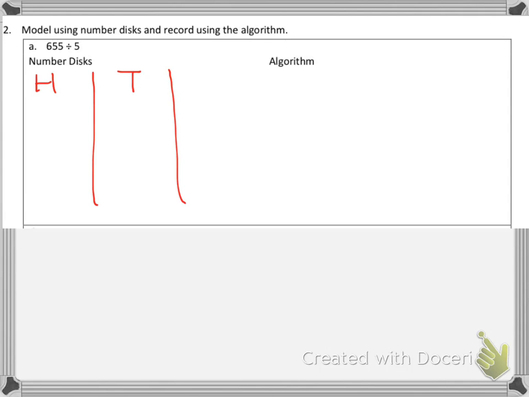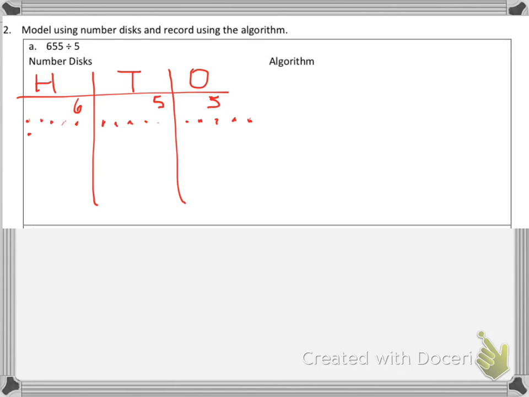place value chart set up, hundreds, tens, and ones. And for the first two, I even made the number disks for you. There are 6 in this problem. There are 6 in the hundreds place, so I'm going to fill those in. There are 5 in the tens place and 5 in the ones place.